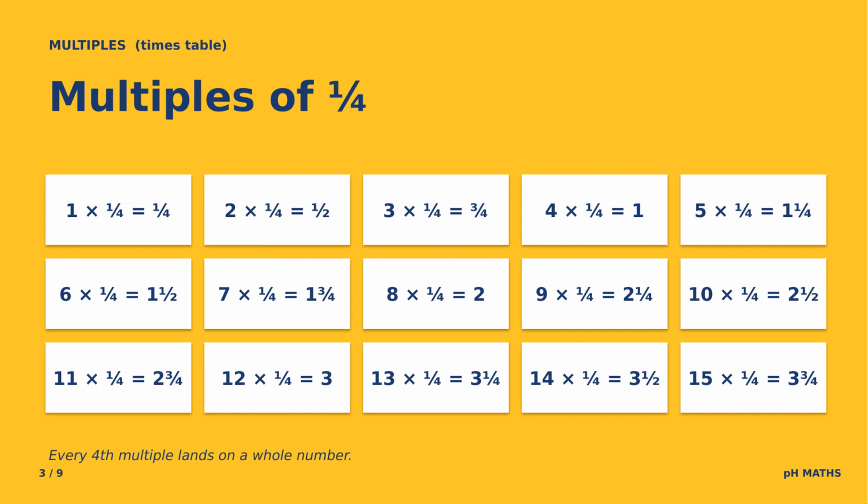Multiples of a quarter: a quarter, a half, 3/4, 1, 1 1/4, 1 1/2. Every fourth multiple lands on a whole number. The ones in between, quarters and 3/4, are clean terminating decimals at 0.25 and 0.75. Quarters slot neatly into data sets of 4, into hours split into 15-minute blocks, and into any pie chart divided 4 ways.